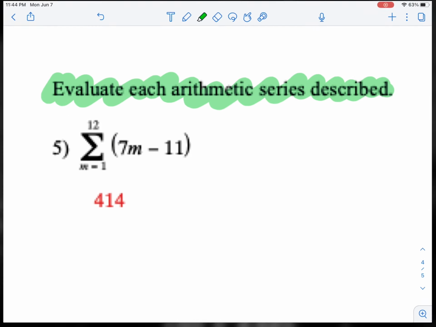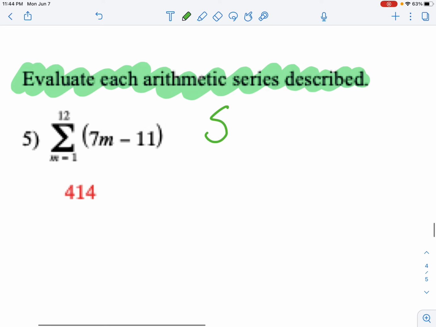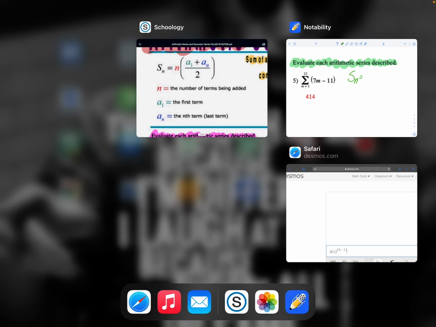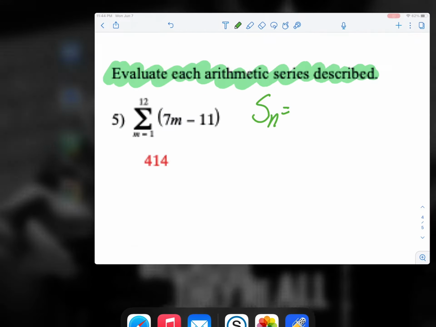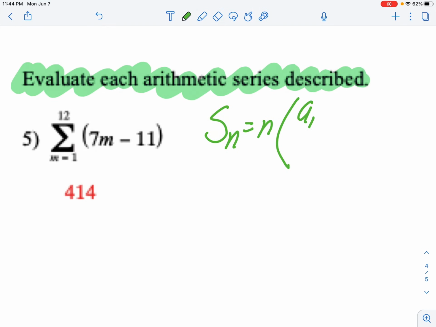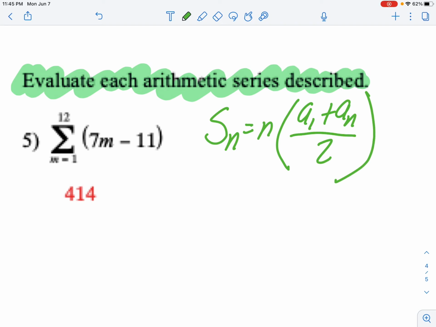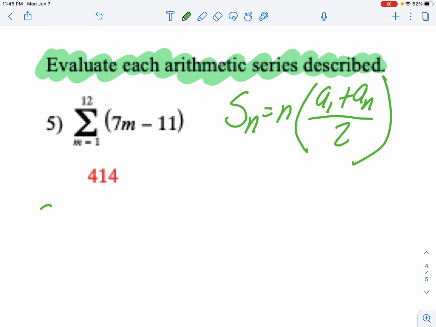So S_n, let us write it down here. S_n, that's the sum. We're going to find the sum is equal to n times (a1 plus an) divided by 2. Okay, so a1, kiddos, is the first number. That's what happens when you plug in 1 right there. So I'm going to say 7 times 1 minus 11. 7 times 1 is 7, minus 11 is negative 4. So my first term in this order is negative 4.